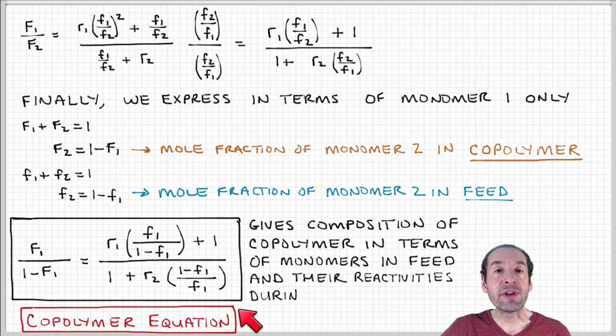This is called the copolymer equation, and this gives us exactly what we want. This tells us how the composition of the copolymer in terms of monomer 1 and 2 is dictated by how much of monomer 1 and 2 we add to the feed and what the relative rate constants are associated with addition of these monomers to the copolymer during propagation.